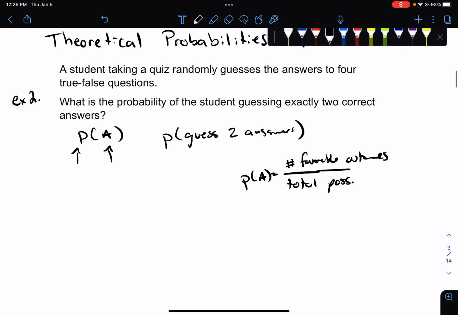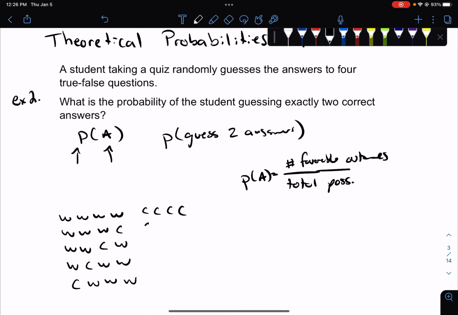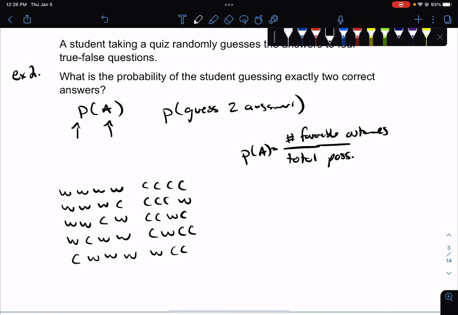So if I were to guess 4 answers, I could get all 4 of them wrong. Or I could get the first 3 wrong and the 4th one correct. Or I could get the first 2 wrong, a correct, and then a wrong. Or I could get 1 wrong, a correct, and then 2 wrongs. Or I could get 1 correct and then 3 wrong answers. I could also get all 4 of them correct, or the first 3 correct and then a wrong, or the 3rd one wrong but the other 3 correct, or the 2nd one wrong and the other 3 correct, or the first one wrong and the other 3 correct. So those are the different ways that could happen.